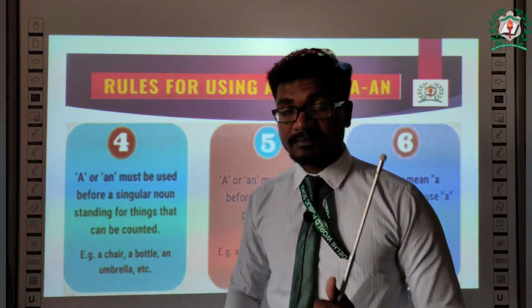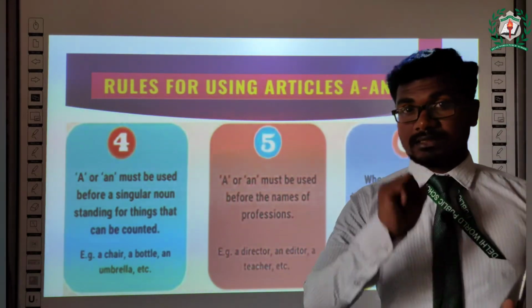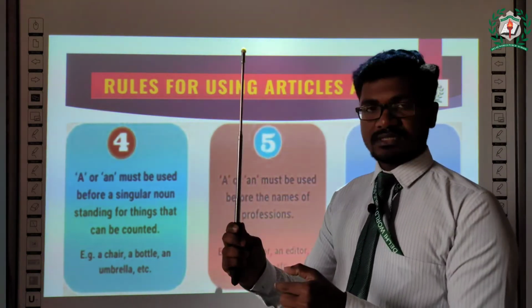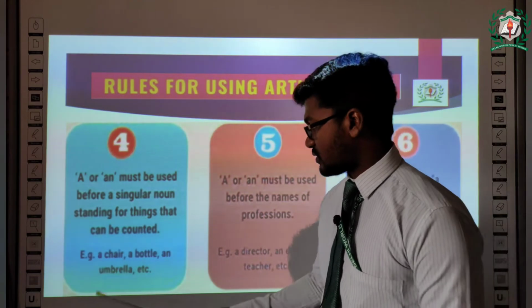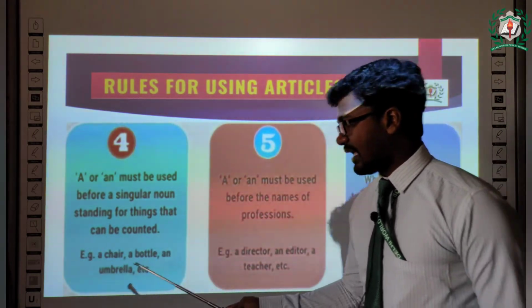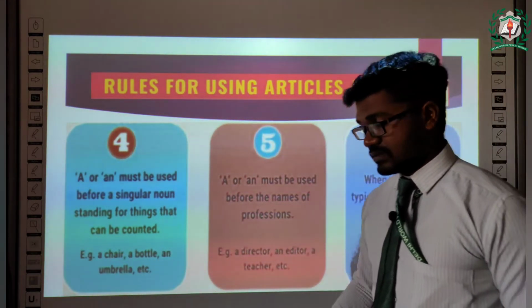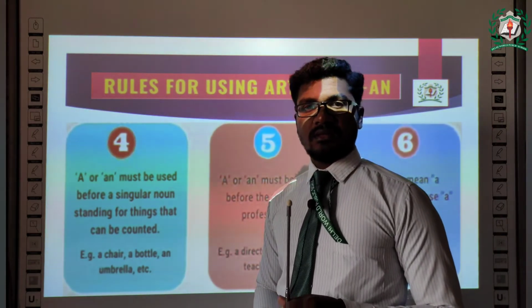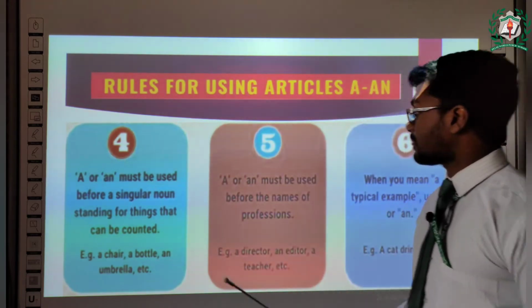Fourth one, a or an must be used before singular nouns standing for things that can be counted. Countable nouns, which is single. If only one stick is there, we can use a stick. So a chair, a bottle, an umbrella, etc. For single countable nouns we can use a or an. Okay, next.